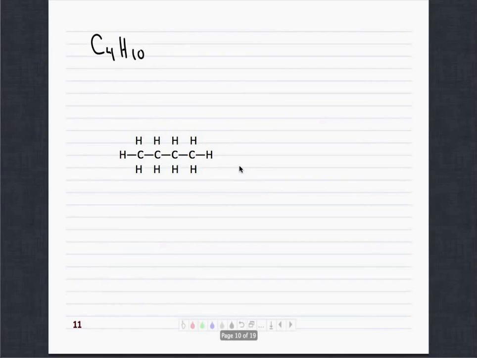The other Lewis structure, and both of them are right, is to put the 3 carbons as a main chain, and then I put the other carbon in here. Then I take the hydrogens and begin adding them to fulfill the octet rule. So around each carbon should be 4 bonds. So the total is C4H10. So both of these are the right Lewis structures for C4H10.